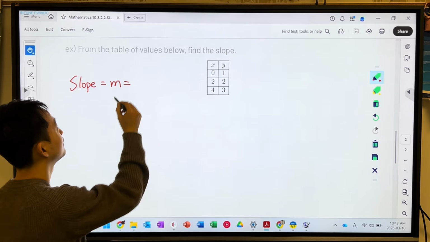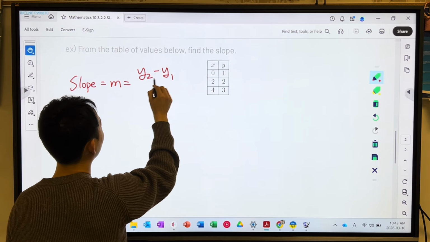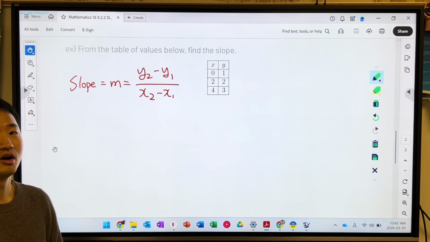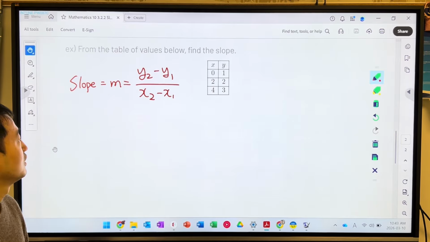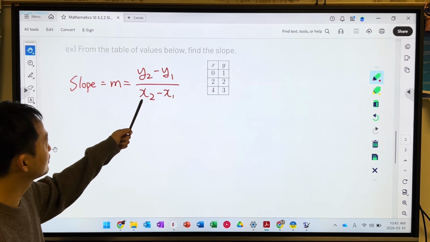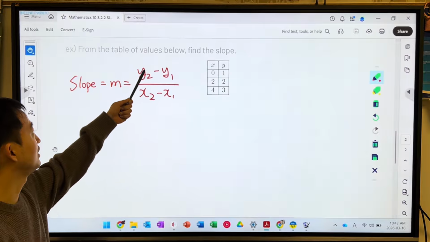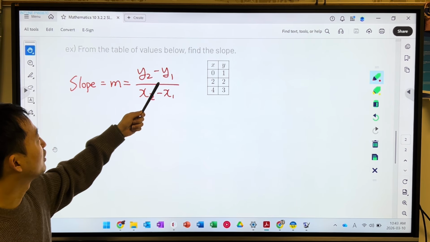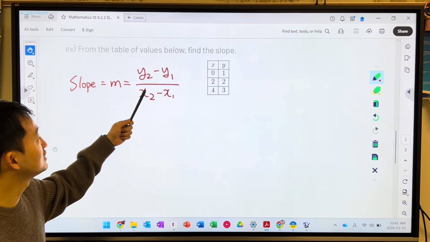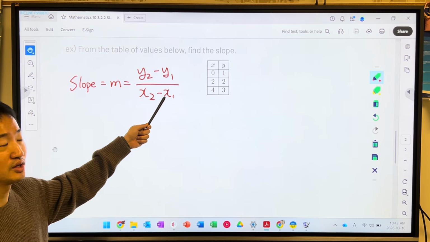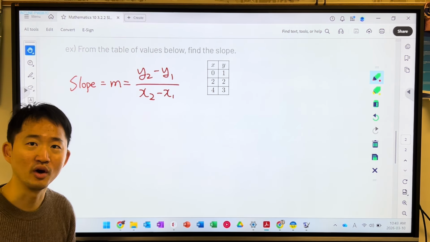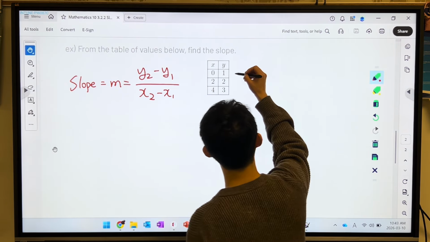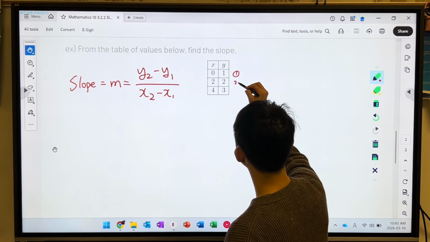The formula goes like this: y2 minus y1 divided by x2 minus x1. Well, what do y2, y1, x2, and x1 mean? y2 is the y coordinate of the second point, y1 is the y coordinate of the first point, x2 is the x coordinate of the second point, and x1 is the x coordinate of the first point. So I'm going to choose 2 points on this table, and I'm going to declare them as the first point and the second point. Just for ease, I'm going to take this one as my first point and this one as my second point.